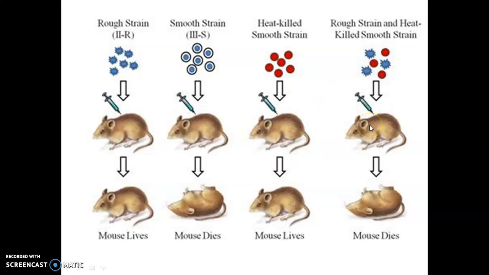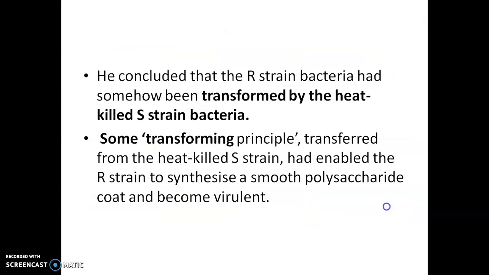Then what is the third condition? Rough strain and heat-killed smooth strain. With normal rough strain, the mouse lives, and with heat-killed S strain, the mouse lives. But see, in this combination of the two, what happened? Yes, the mouse dies. Children, what may be the reason? Can you identify? He concluded that the R strain bacteria had somehow been transformed.